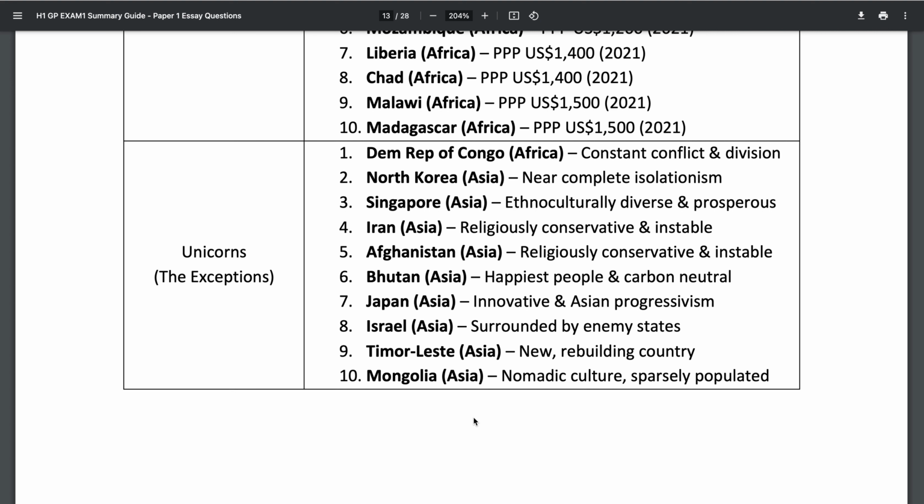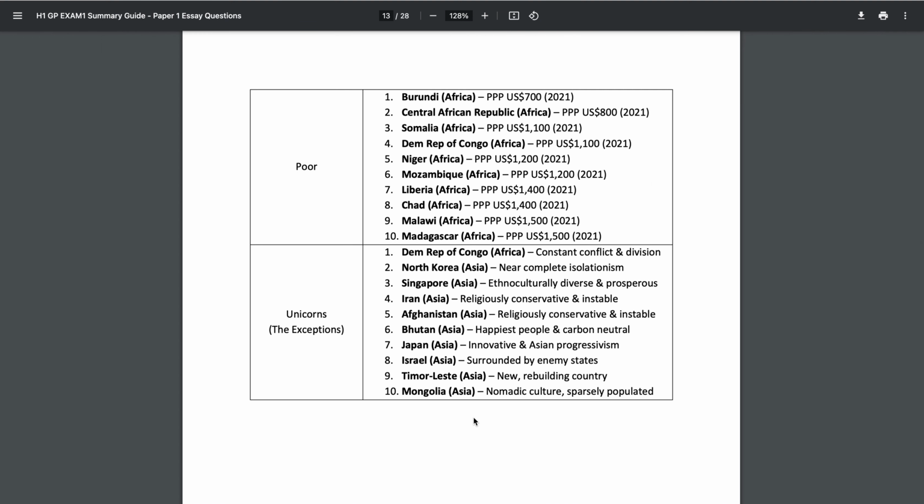Japan, right? Innovative and progressive to a certain extent. Israel, their context is they are surrounded by Arab states, okay, which means they are almost under constant threat by them. Timor-Leste, the newest country in the world, okay, they are one of the few countries that are still new, still nation building, you can call it that. And Mongolia, which is very sparsely populated, very nomadic in culture, and so you will see the very large difference in terms of their governance as well. Okay, so these unicorn countries are good to consider.